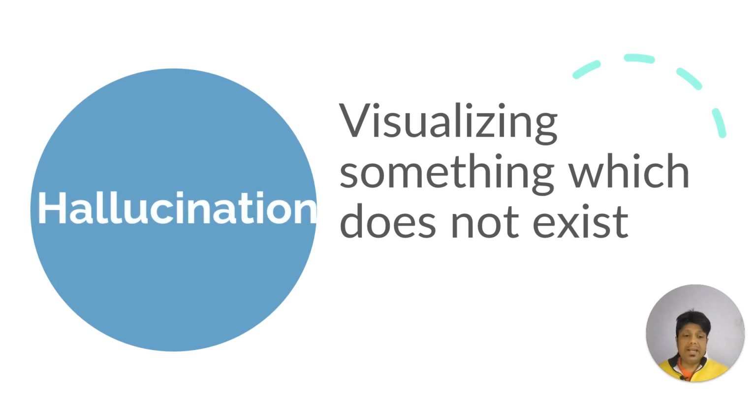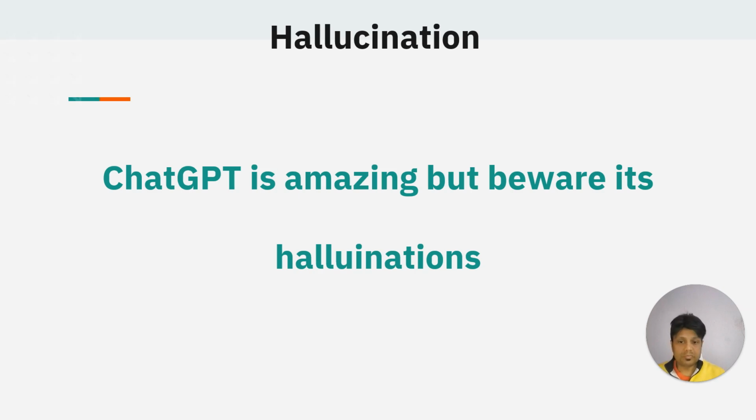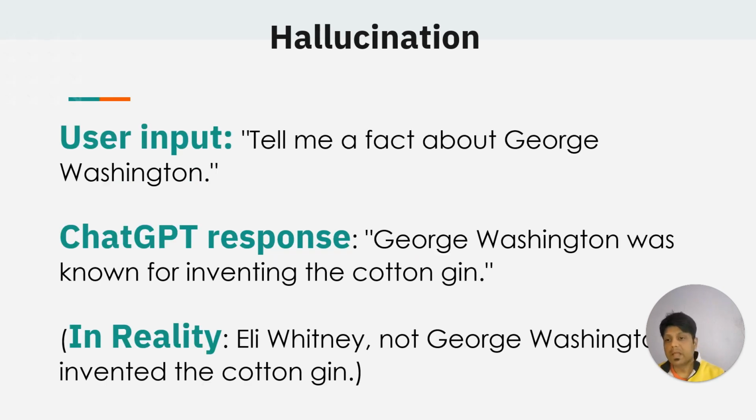Now let's understand this major thing, which is hallucination. Hallucination is a major problem of large language models like ChatGPT. So what is a simple definition of hallucination? Hallucination is visualizing those things which actually don't exist, right? And ChatGPT hallucinates, for example. ChatGPT is amazing, but beware its hallucinations.